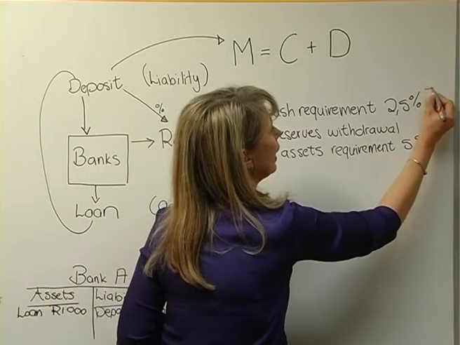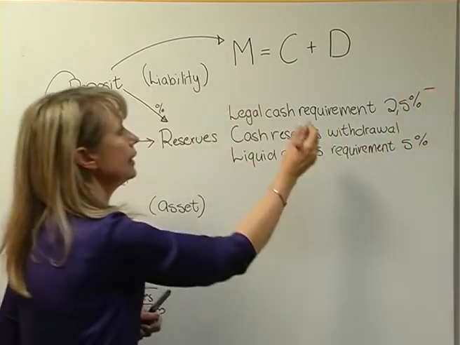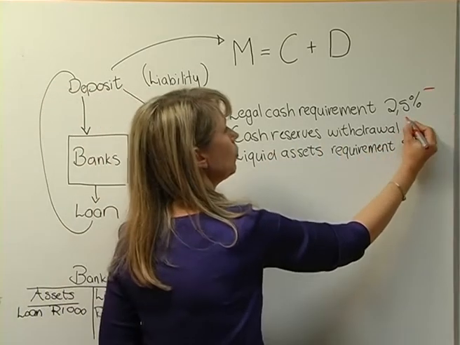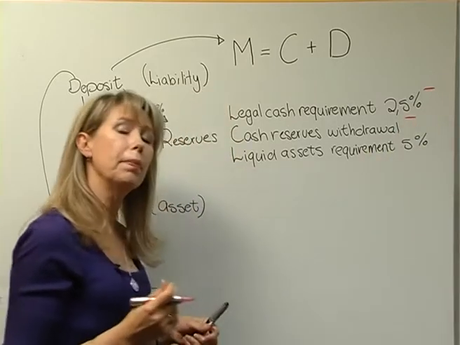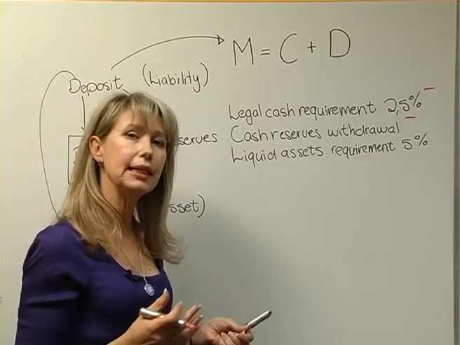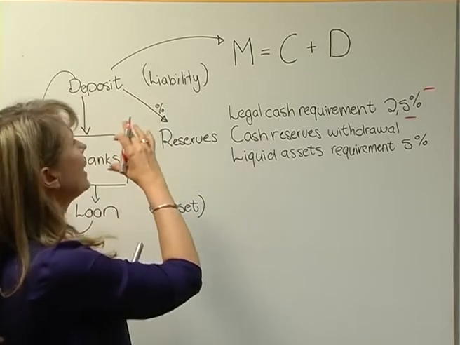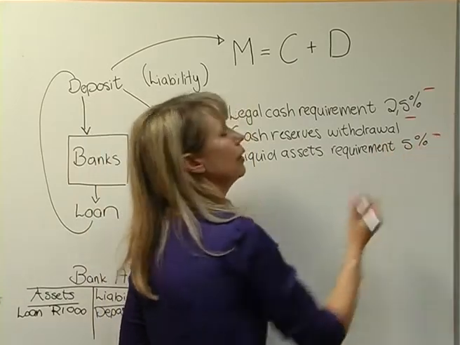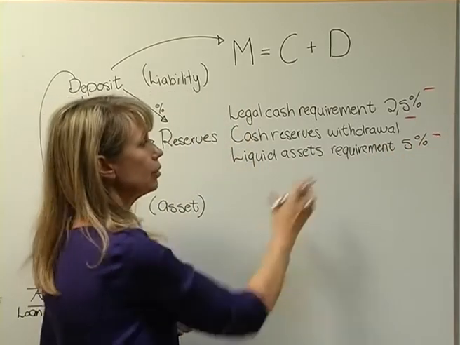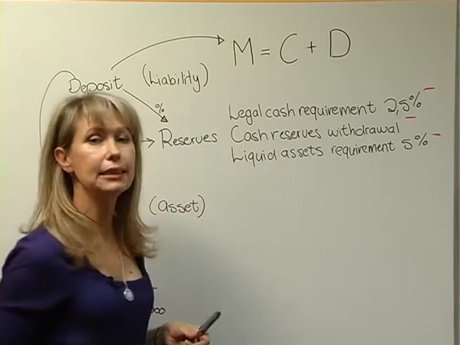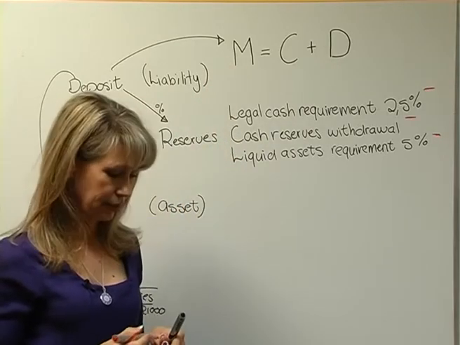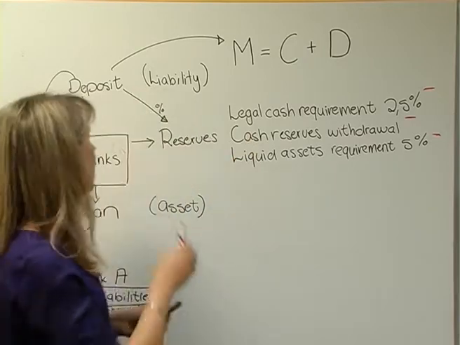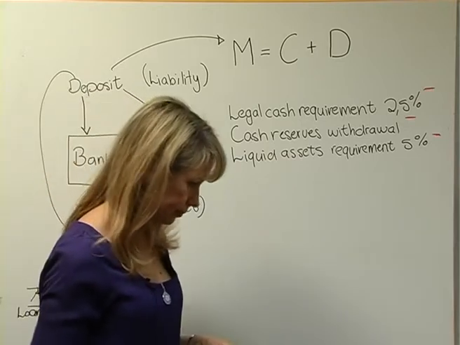So there will be a negative relationship between the legal cash requirement and the amount of money that can be created. And the same will apply to cash reserves. The more cash banks have to keep in their ATMs for withdrawal purposes, the less they can use to create more deposits, and the same for the liquid asset requirement. The higher the liquid asset requirement, the less the money that can be created by the banks. Right. So those are the first three things that will affect the amount of money that banks can create.